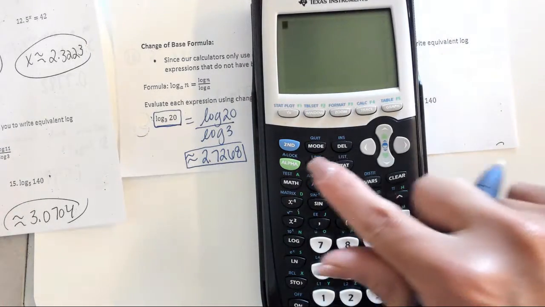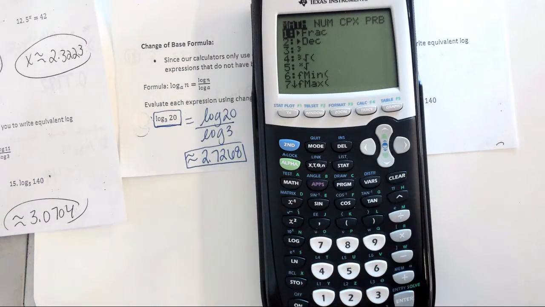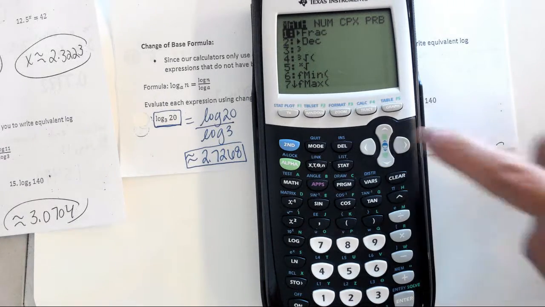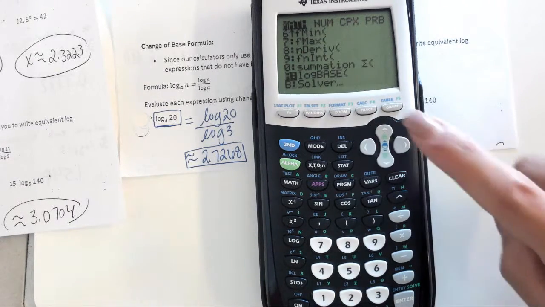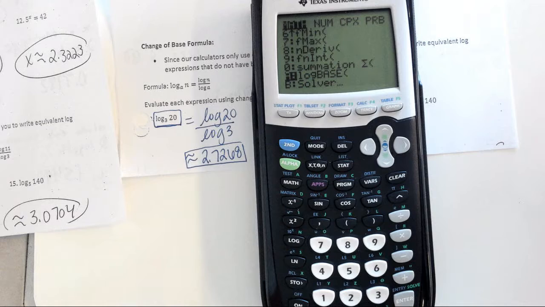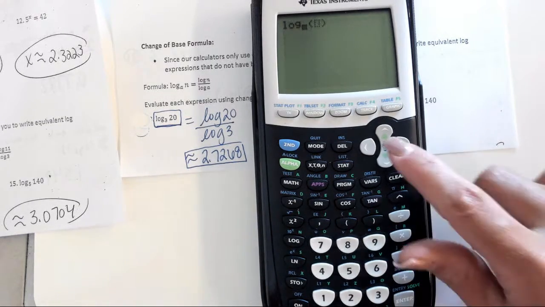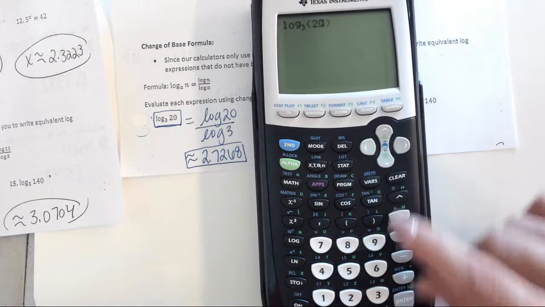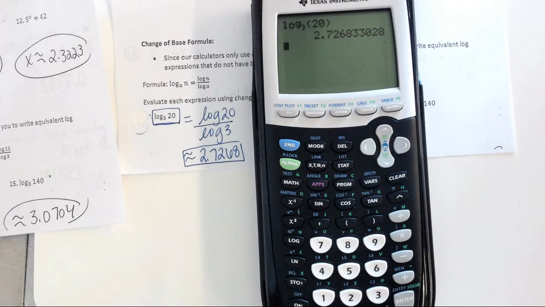Hit the math button, which is right here. Now hit the up button, this one right here. And you see where it says log base? If you don't, it's because you don't have it. But if you do see it, hit enter. And this lets you type whatever base you want in. You get the same thing. So either way. Any questions on that?